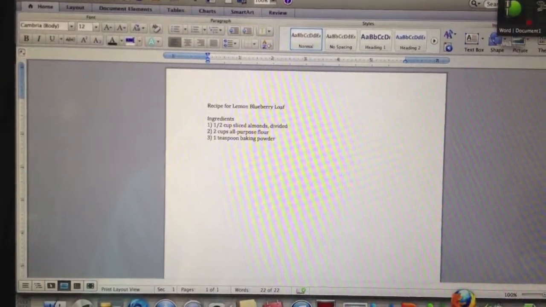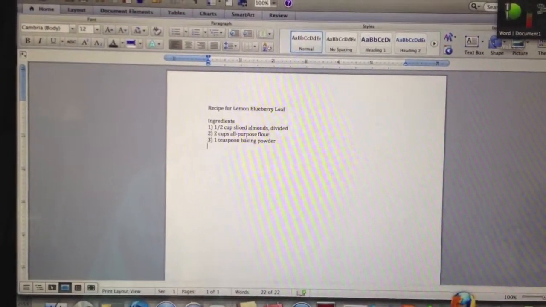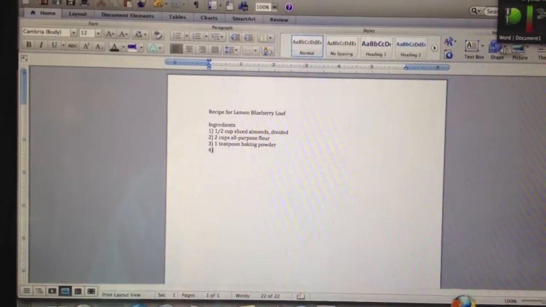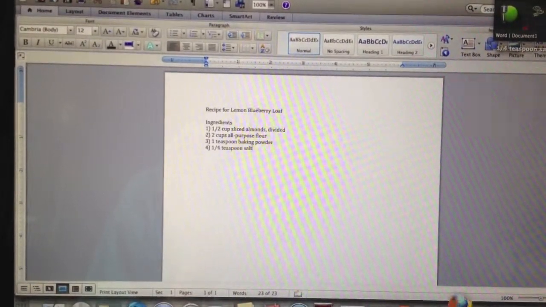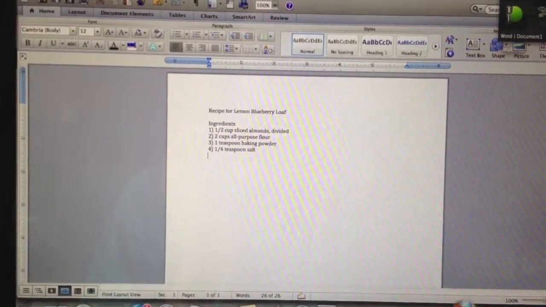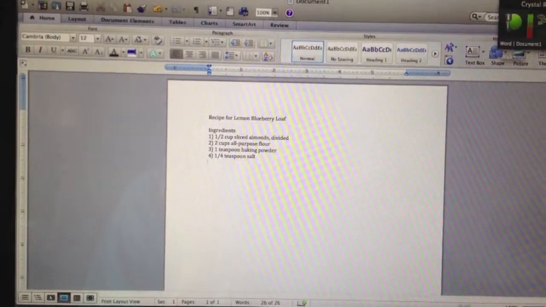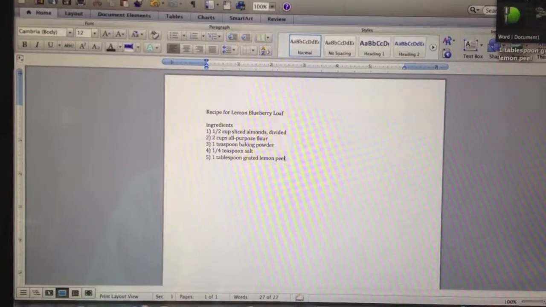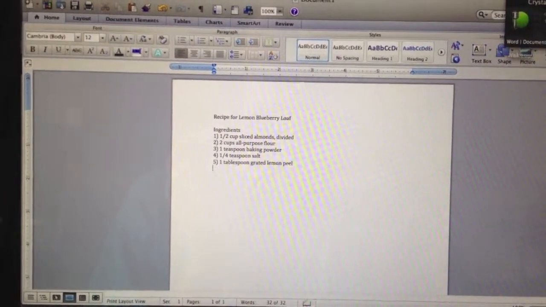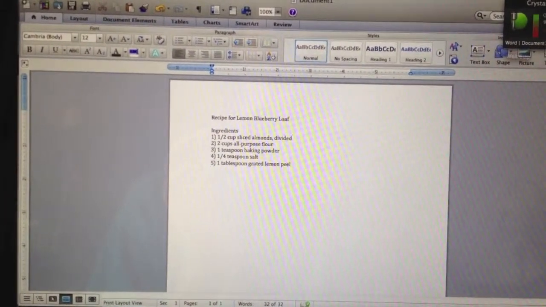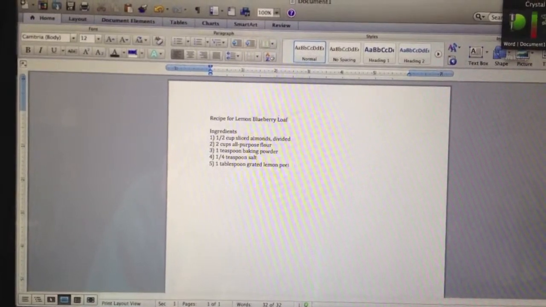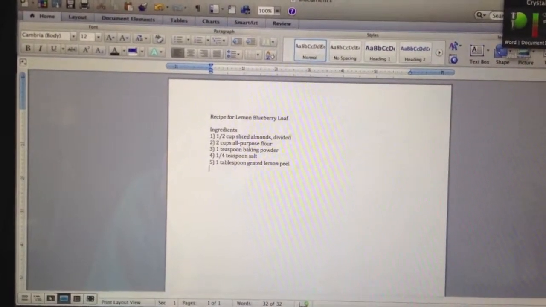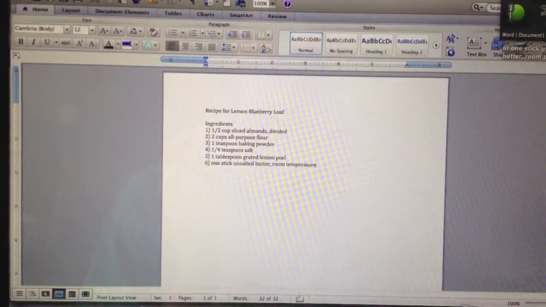New line. Numeral 4, close parentheses. 1/4 teaspoon salt. New line. Numeral 5, close parentheses. 1 tablespoon grated lemon peel. New line. Numeral 6, close parentheses. 1 stick unsalted butter, room temperature. New line.